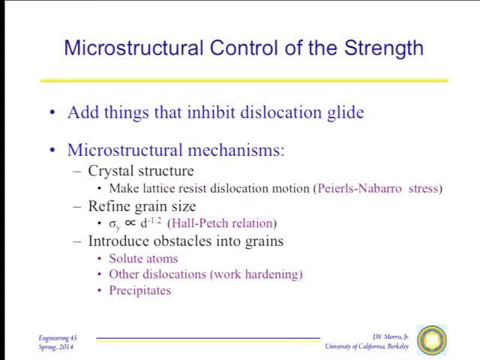The third thing that we can do is within the grain we can introduce things that act as obstacles to the motion of the dislocations. These can be solute atoms. That's called solution hardening, and I sort of gave you an example of that in the titanium oxide. As we build up the oxygen content, the titanium becomes stronger. Other dislocations, work hardening, you kind of saw that happening as well.